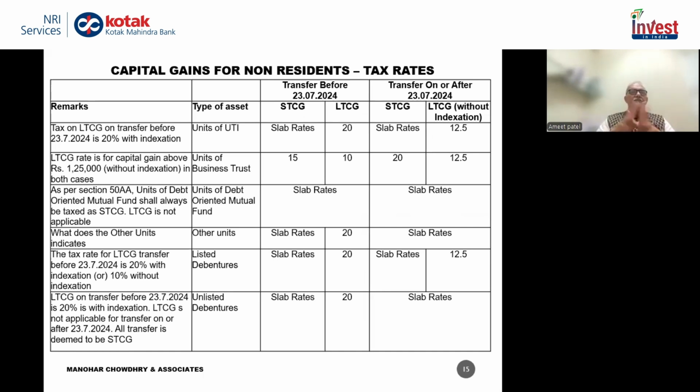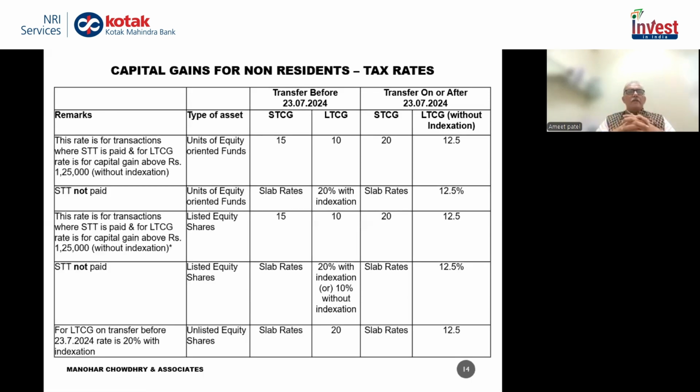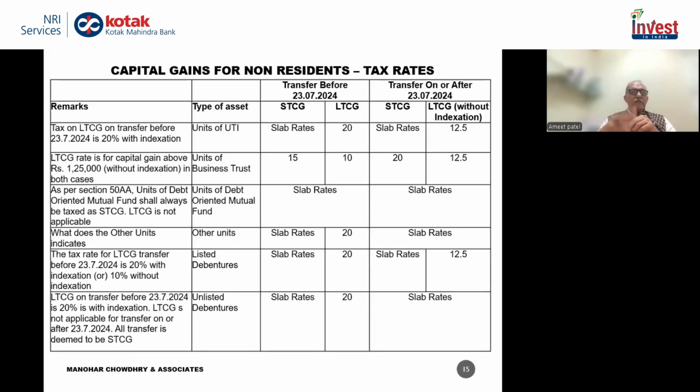But suffice it to say that in respect of the most popular asset, which is listed equity shares, and equity oriented mutual fund units, let's just go back to the earlier one. Yeah. In respect of equity shares on which STT is paid, and equity oriented mutual funds on which STT is paid, post 23rd July 2024, the tax rate for short term would be 20%, and for long term without indexation would be 12.5%. This is important.